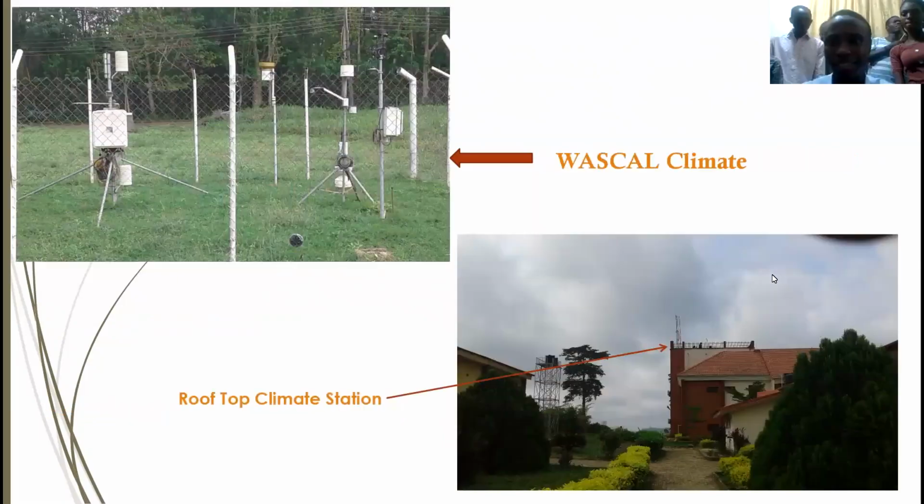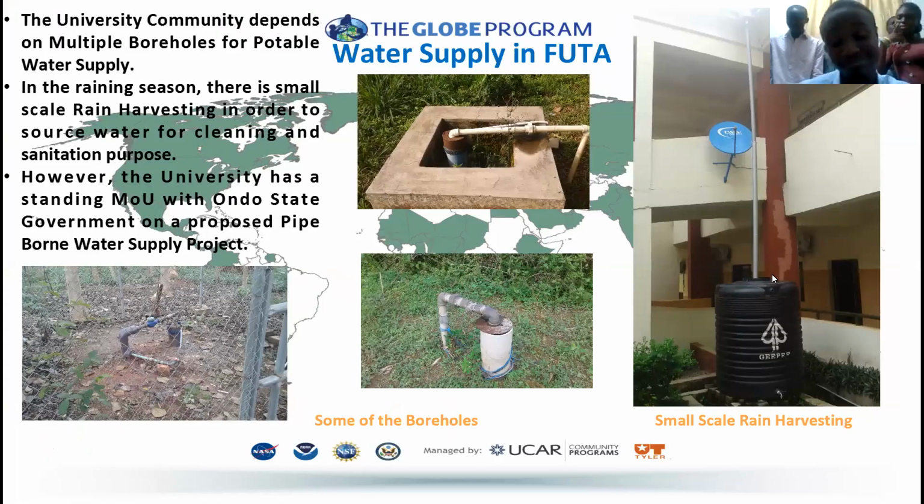I'm 23 years old. I'm a student of the Department of Remote Sensing and GIS. We are talking about FUTA as a case study. FUTA depends on multiple boreholes as the source of potable water. And here in Akure, as Dr. Akin explained the last time, the main source of water is rainfall. Because we need water for different sanitation purposes, like cleaning, some of the school's lecturers and students engage in small-scale rainwater harvesting.